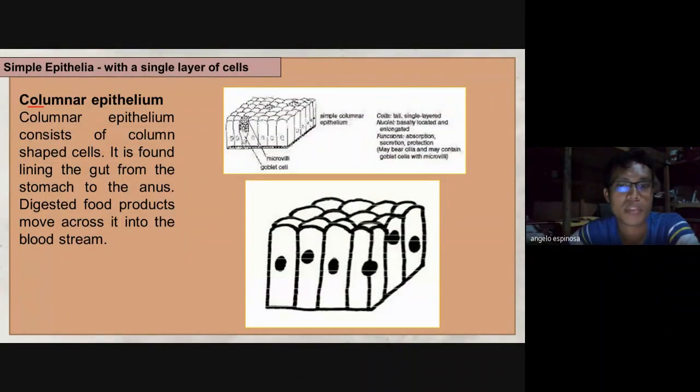Columnar epithelium is elongated, consisting of column-shaped cells. It is found lining the gut. Where is the gut? The stomach. When you say gut, digestion, that is the stomach, from the stomach to the anus. The esophagus passes to the stomach, then to the intestine, going to the anus. That is what we call columnar epithelium. Digested food products move across it into the bloodstream. We will tackle that once we reach the digestive system.